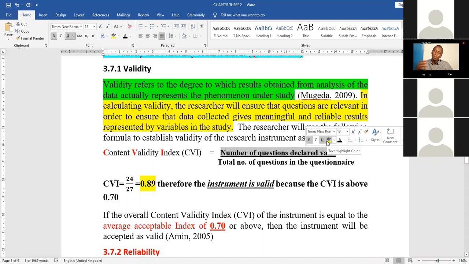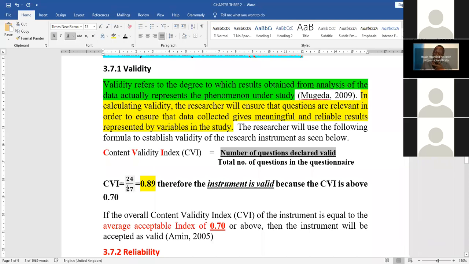When they are returning them to you, you're supposed to ask them which of these questions were difficult for you. Then they will tell you maybe this number was difficult, the other number was difficult. Then you count those numbers that were difficult for these respondents. Count the number of questions that were difficult for the respondents, and then get the total number of questions, deduct the number of questions that were difficult for them, and then the remaining will be the number of questions that are declared valid.